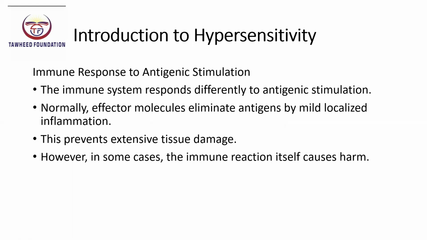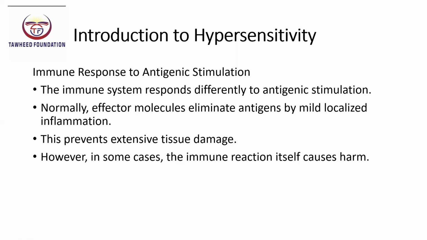So coming to introduction part, introduction to hypersensitivity. When our body encounters an antigen, the immune system is activated to protect us normally. This response is well controlled. The immune cells release effector molecules like antibodies, complement proteins, and cytokines to eliminate the antigen. This usually causes a mild localized inflammation that helps clear the threat without damaging our tissues.